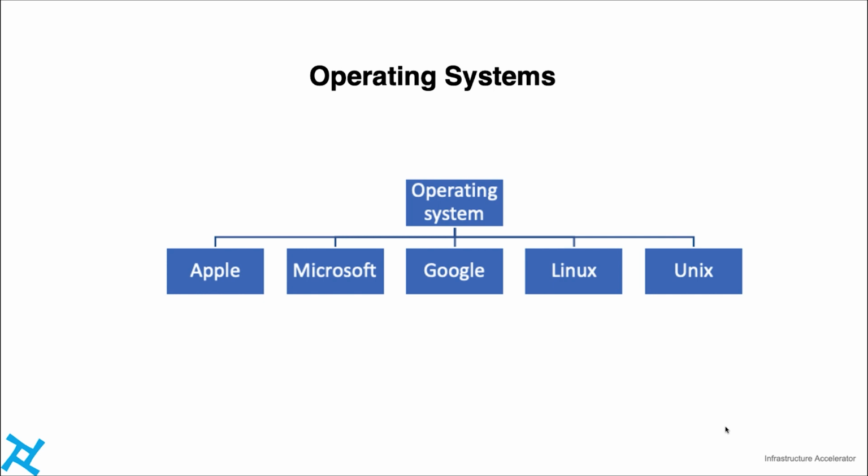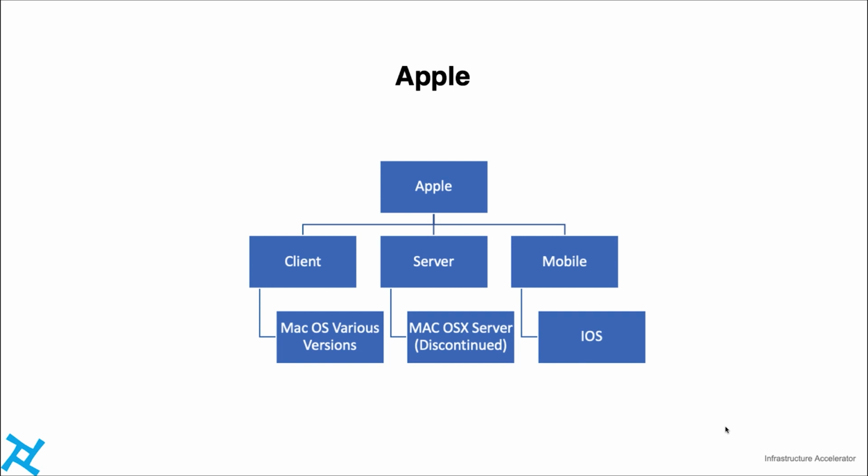So let's look at the operating system. There are multiple companies which are providing operating systems: Apple, Microsoft, Google, Linux, Unix. There could be more which I have not listed here, like Nokia, Symbian, BlackBerry. All these were operating systems.